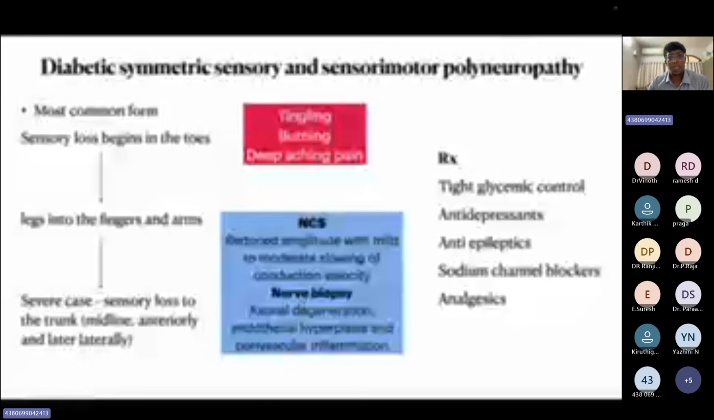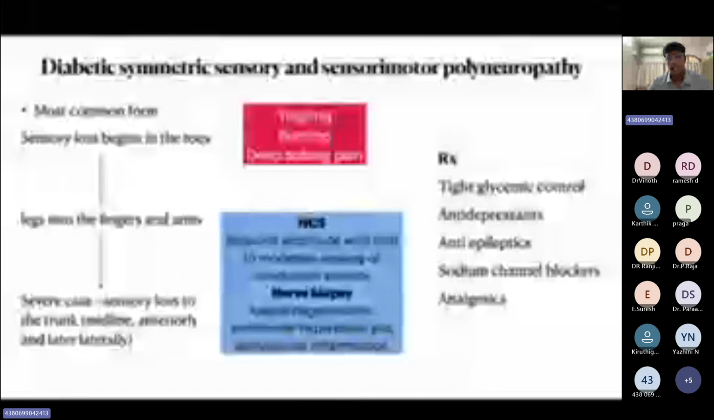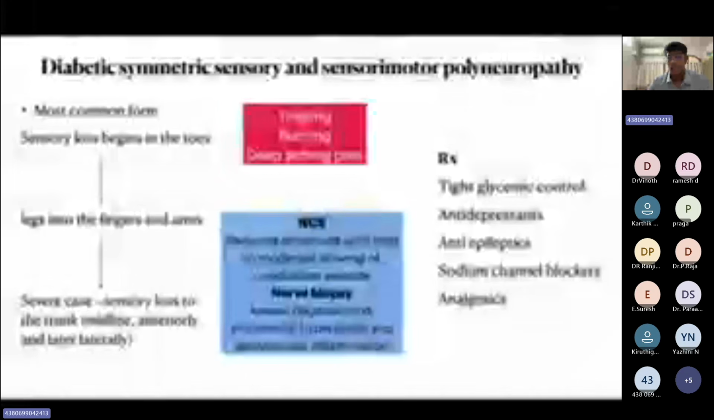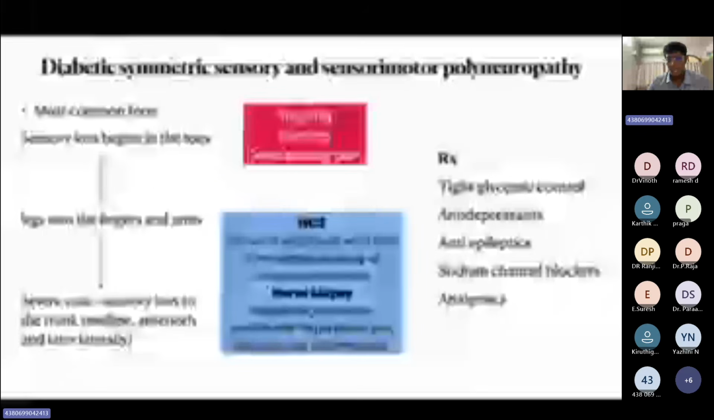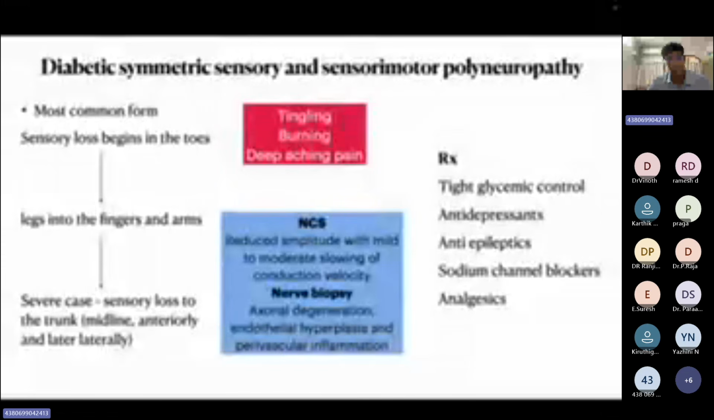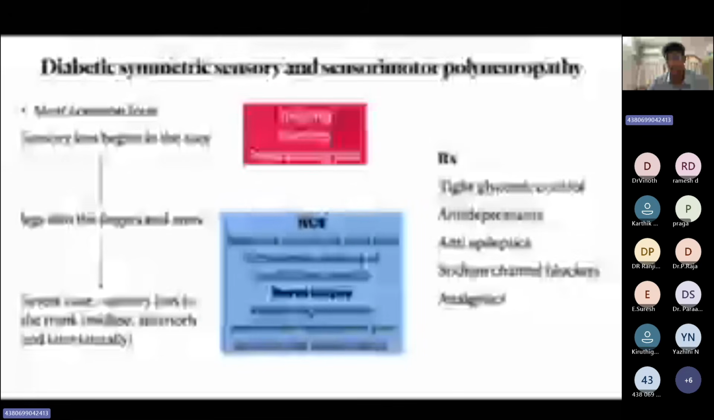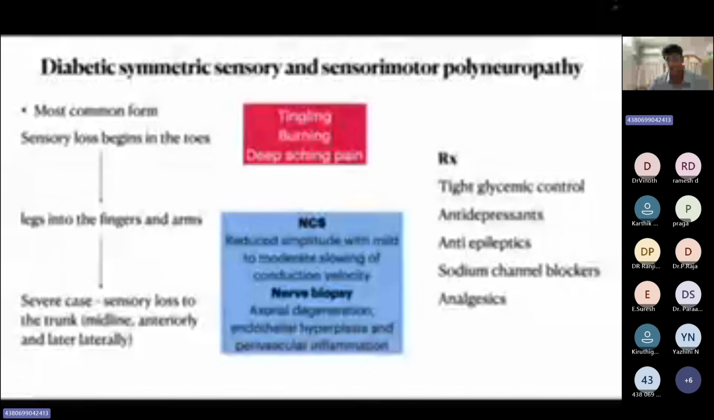The patient experiences severe tingling and burning and deep aching pain. As we investigate the patient, there is reduced amplitude with mild to moderate slowing of conduction velocity in nerve conduction studies. The nerve biopsy shows axonal degeneration, endothelial hyperplasia, and perivascular inflammation. So the treatment majorly is on maintaining a tight glycemic control, tricyclic antidepressants, antiepileptics, sodium channel blockers, and analgesics.